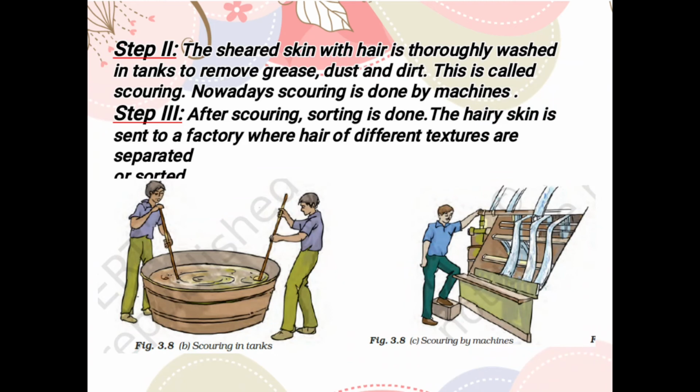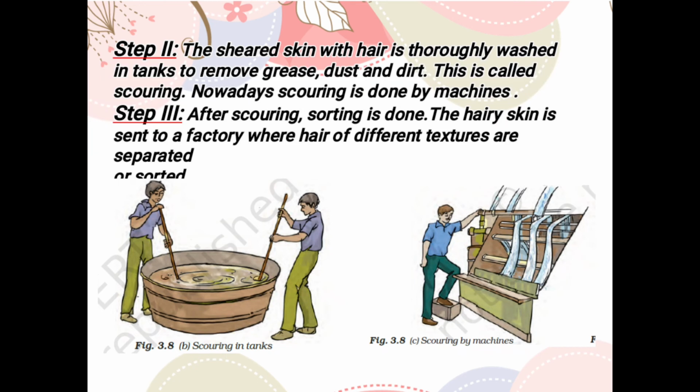Now see, once the sheep's hair is removed from the sheep's body, it is thoroughly washed in the tanks, because on the animal's body there are several kinds of insects. Some small insects are also there, as well as dust and dirt particles that accumulate on the skin of these animals. So once this hair is sheared from the animal's body, it is thoroughly washed in the tanks to remove the grease, dust and dirt, etc.